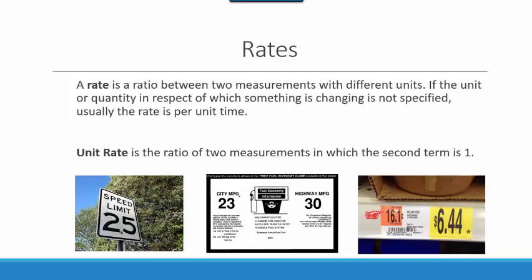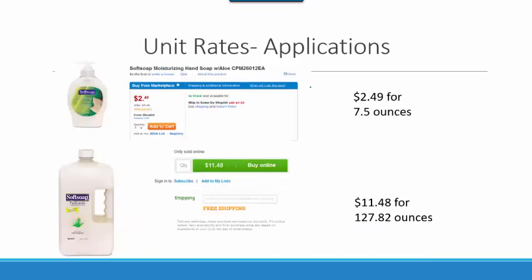A unit rate is a ratio of two measurements in which the second term is 1. So most times you deal with this when you're shopping. If you look down on the sticker, there's something called the unit price. This is, for example, the price per ounce of whatever this item is. That's an example of your unit price. So let's look at an example of that. A lot of times you use unit price to find the better buy of something.